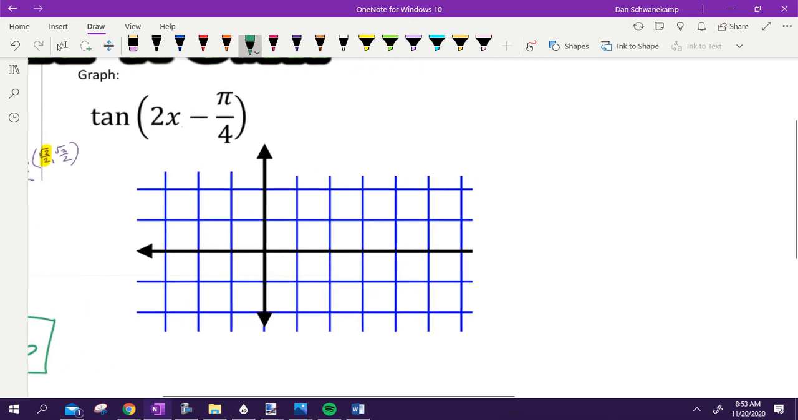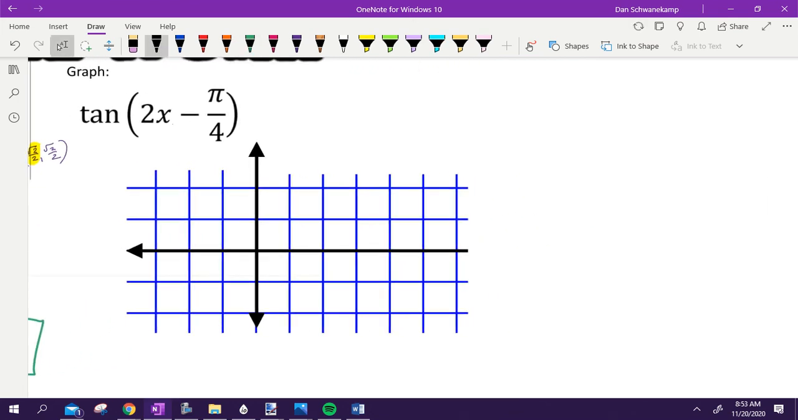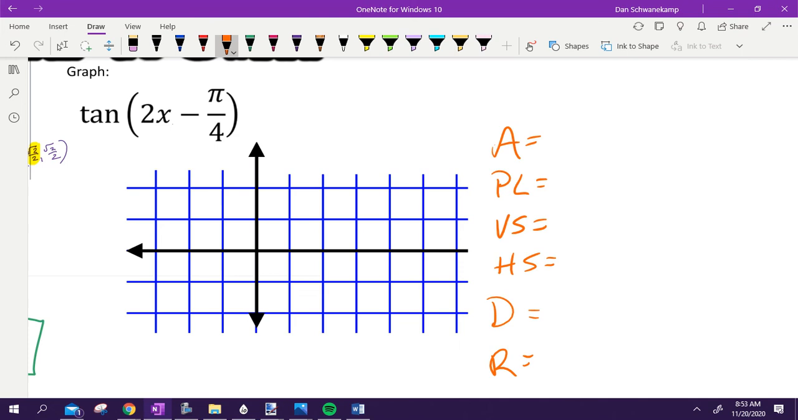We're graphing tangent 2x minus pi over 4. Start off just like we do all of them. Let's start off with amplitude, period length, vertical shift, horizontal shift. Let's throw some domain and range at the end to make sure we got it. All right, let's see what we got. Amplitude. If we're doing amplitude here, Kate, what's my amplitude going to be? 1.